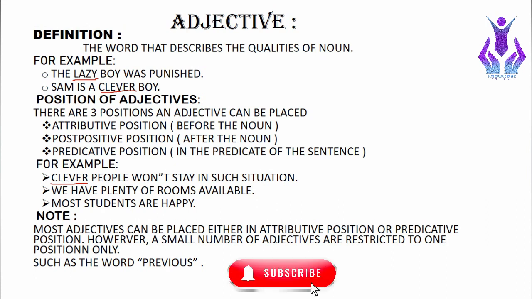The next one is: we have plenty of rooms available. Here, available is an adjective and it is placed after the noun rooms, so it is in postpositive position.